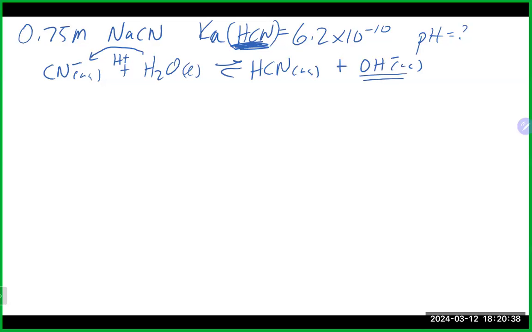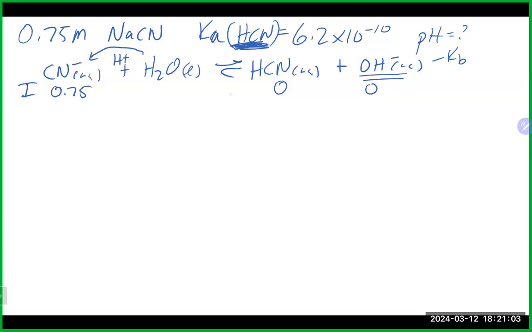We also know that when we do our calculation, we should use a Kb, right? So those again are two things you want to think about as you go through these types of problems. So we can do our ICE table here. We're going to use 0.75 molar. Once again, it is a 1-to-1 relationship between sodium cyanide and cyanide, so the same concentration.